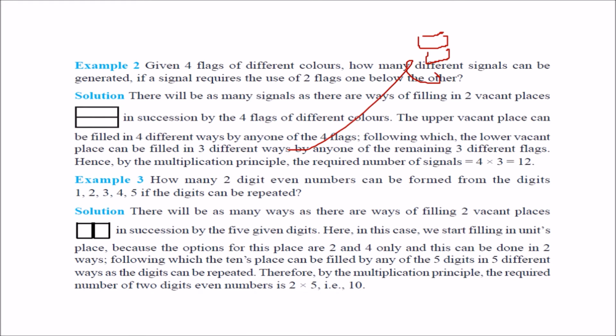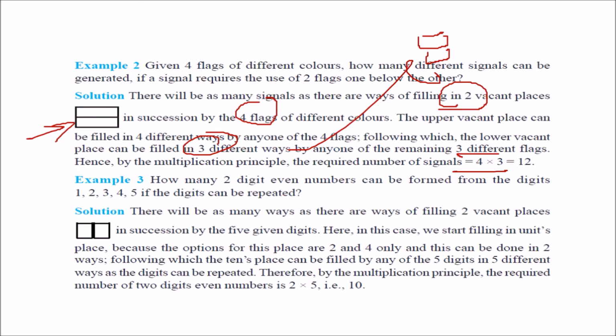With these 4 options, first you have 4 options and then you have 3 options. Because there will be as many signals as there are ways of filling 2 vacant spaces in succession by the 4 flags. You have 4 ways to choose the first, and then for the lower vacant space, you have 3 possibilities, the remaining 3 different flags. So you multiply 4 by 3, that is 12. This is going to be your answer.